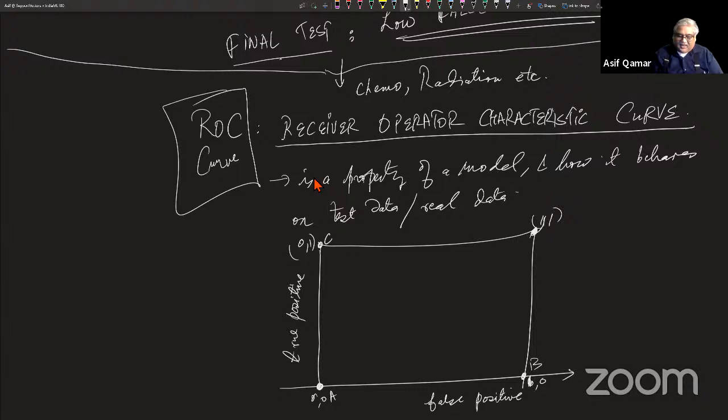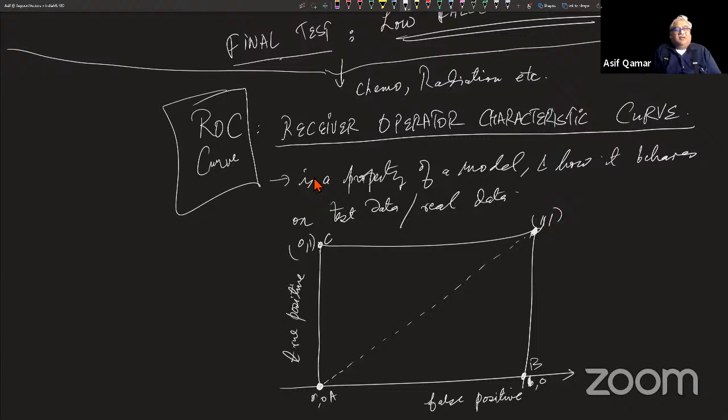Right. So now what happens is this line, as you can imagine, this is actually a square, even though I made it out as a rectangle. This is a 45 degree axis. What happens is that useless models, the people that make random predictions, lie on that line. Now as you change the threshold, let's take an example.